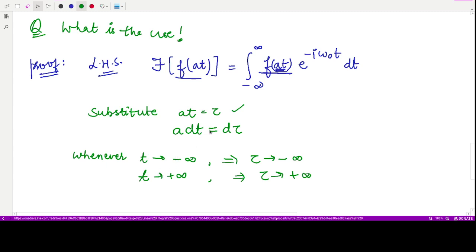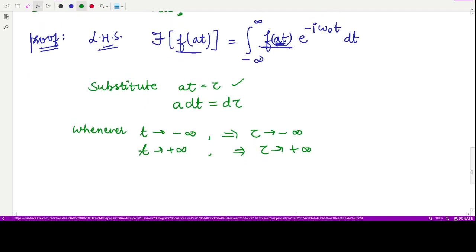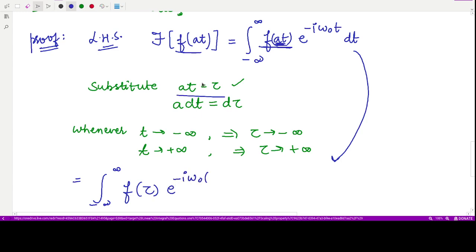So we can now make the substitution. When you substitute the quantities, you have this equal to the integration from minus infinity to infinity. In place of at we are writing tau, so e to the power minus iota omega naught, instead of t we are writing tau by a, and in place of dt we are writing d tau by a, right?